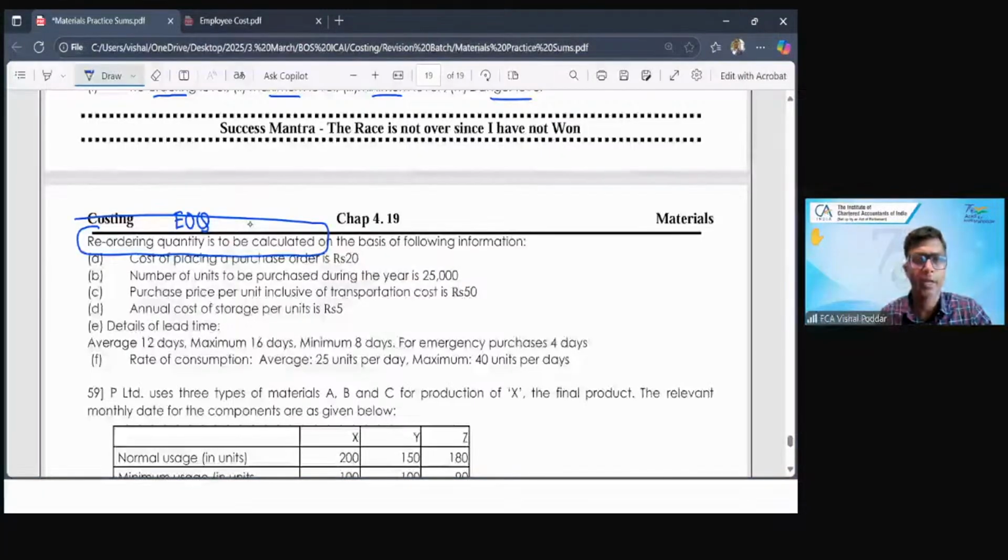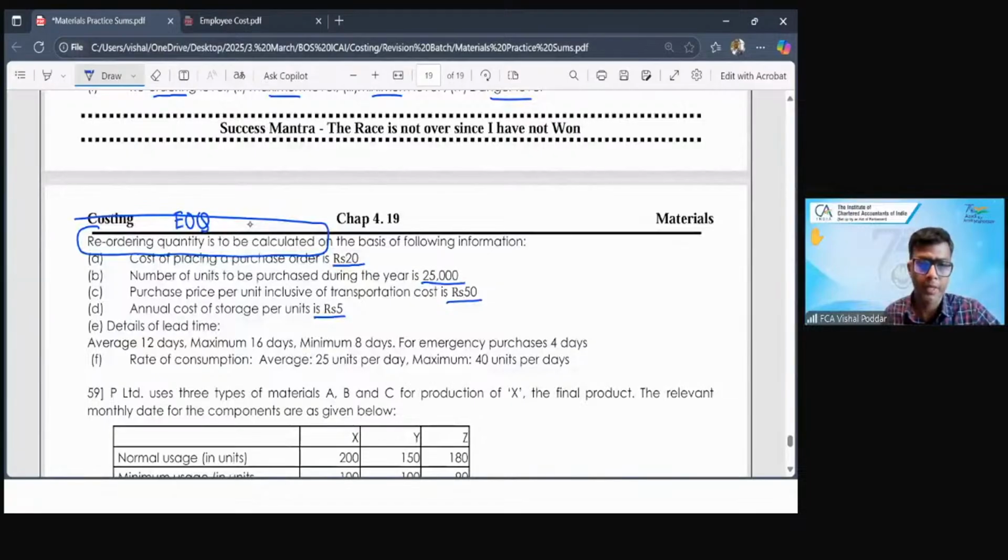Again, we require ordering cost, which is 20, and number of units purchased during the year. This is AR. Purchase price, including your transportation cost, is 50. And here, the best part is carrying cost given is per unit. So that is again good that they have already given you the carrying cost per unit. Otherwise, if it would have been given as a percentage, we would have converted it into per unit. Fine, that is okay. Now, once all this is given to us, we need to first find out EOQ before we proceed to find out the stock levels.